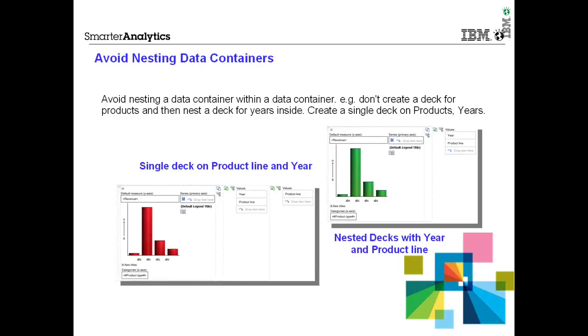As you can see in this example, there are two different reports which have been created. The report on the left-hand side actually nests a data container within a data container. You have a data deck for product line and you have a data deck for year. This data deck for year has been embedded within the data deck for product line. Make sure that you don't do this, because it will unnecessarily increase the number of decks that you're using and it will complicate the design.